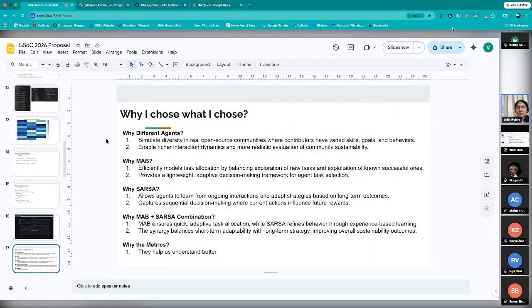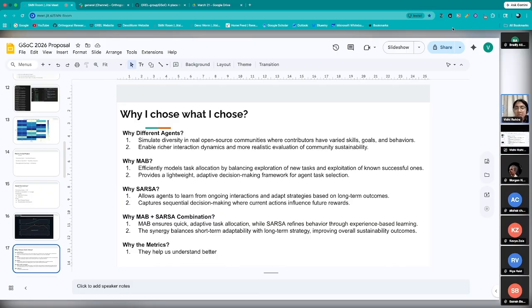So why I chose what I chose in 2025, the different agents, so that we can have a better real world simulation, and we can differentiate between the different types of contributors based on their skills, goals, and behaviors, and to enable richer interaction dynamics. Why the multi-armed bandits? Because it is used to balance between exploration and exploitation, and it was just simple math, so it would help us achieve what we wanted.